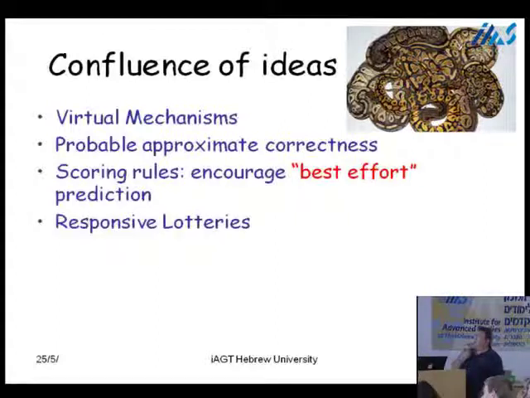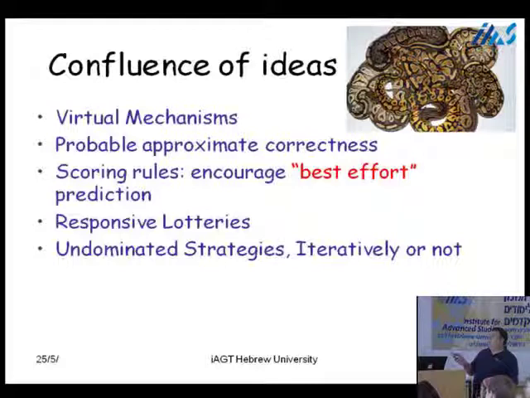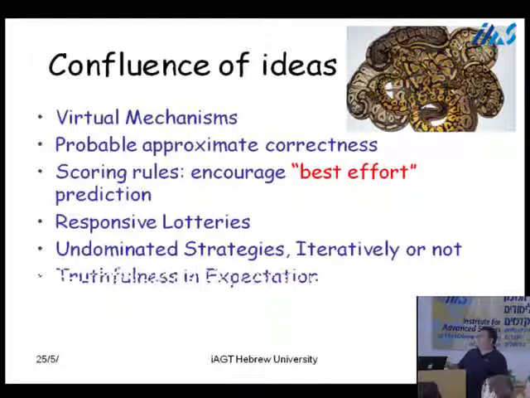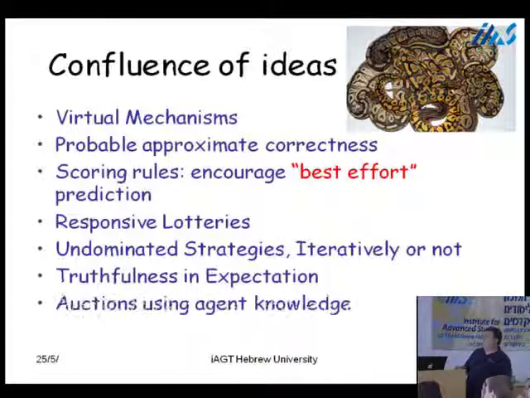There's this thing called responsive lotteries, which has just come up recently. This is Feigen and Tenenholtz. Essentially what they're doing is noticing that you can set up a scoring rule. It's a lottery, and in some way what I'm talking about is very intimately connected to this idea of setting up a lottery. And then there are all these undominated strategies, iteratively undominated strategies, and so on, which are related. Truthfulness of expectation is related.